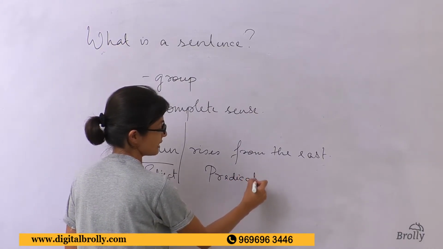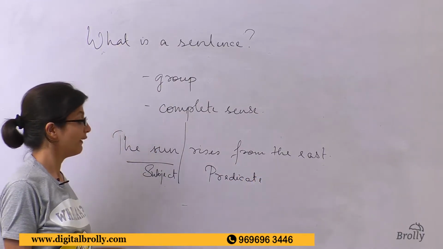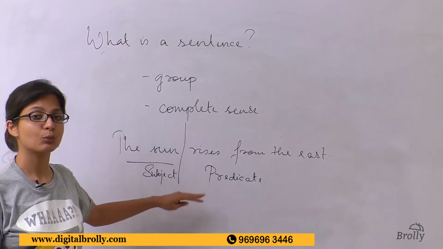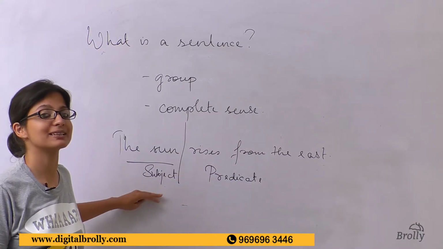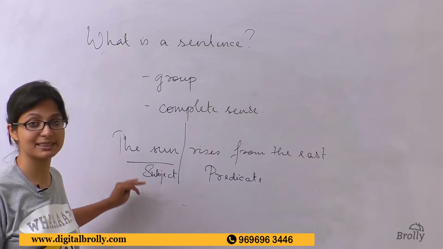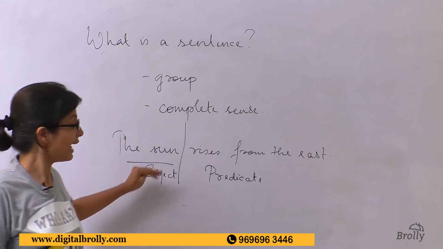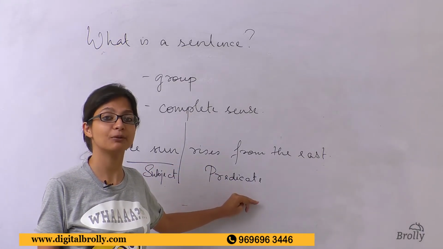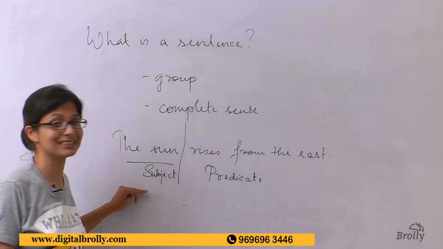Now, predicates is a group of words usually that tells us what is being talked about, the subject. So basically you have a subject or the hero of a sentence, and the predicate is all the information that has been given about this subject.